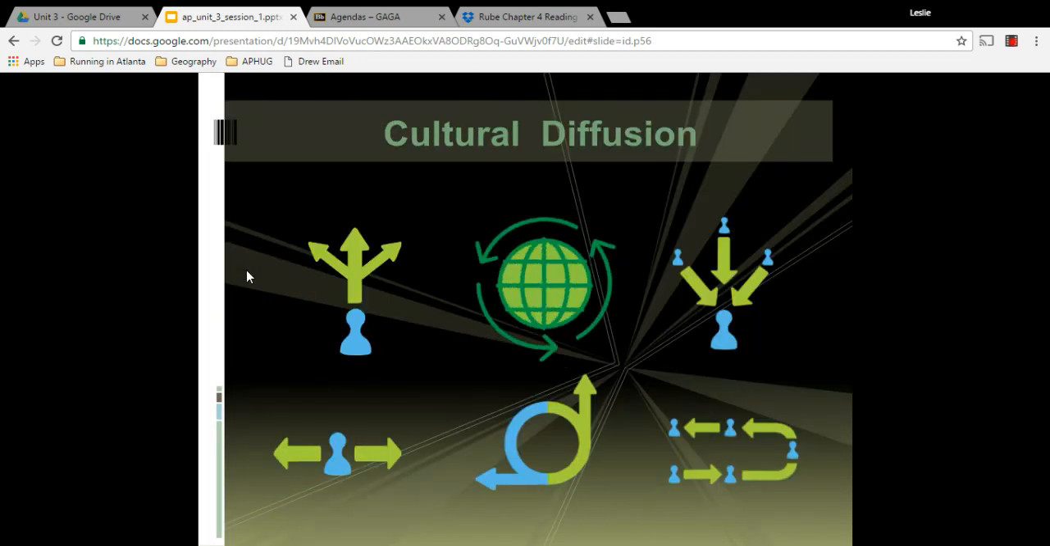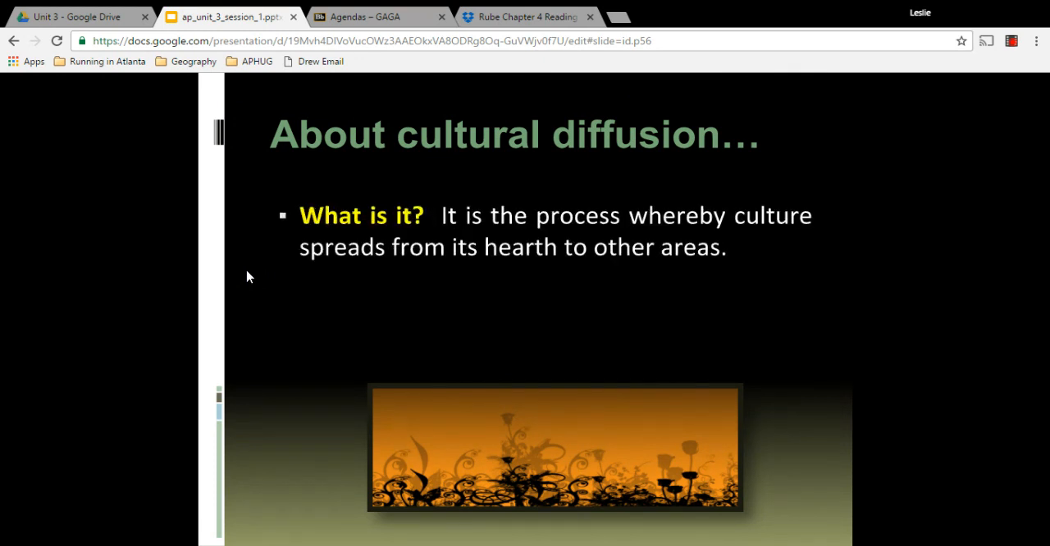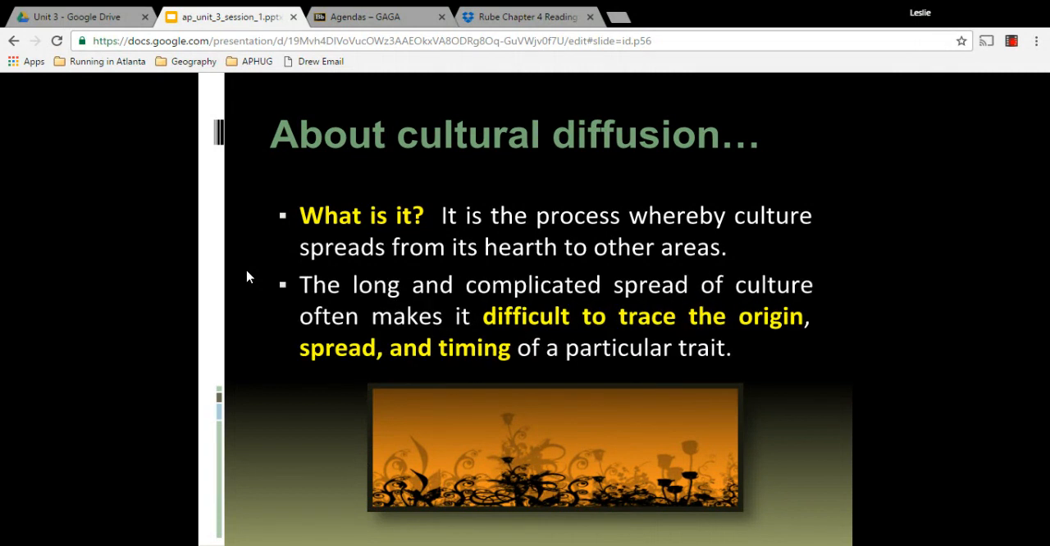And so now we're going to come back to a topic we learned about in Unit 1. We're going to get into diffusion and specifically cultural diffusion. All right, so cultural diffusion, what is it? It is the process whereby culture spreads from its hearth to other areas. The long and complicated spread of culture often makes it difficult to trace the origin, spread, and timing of a particular trait.